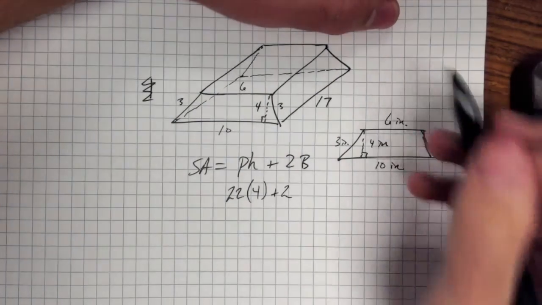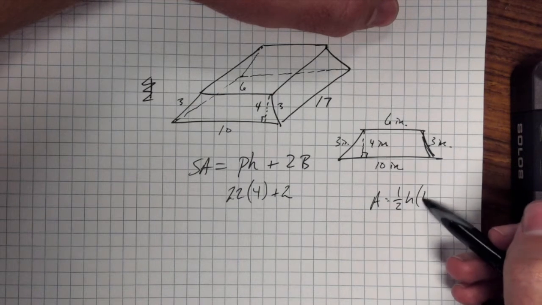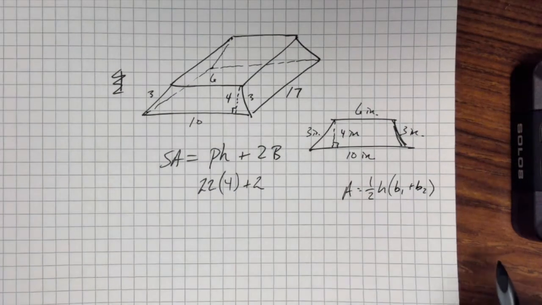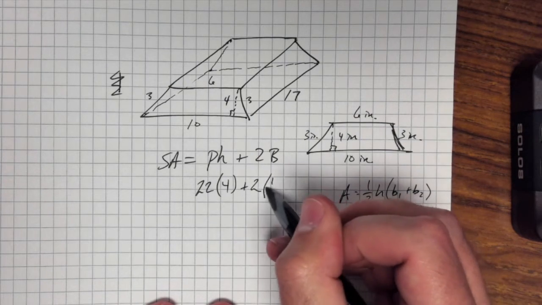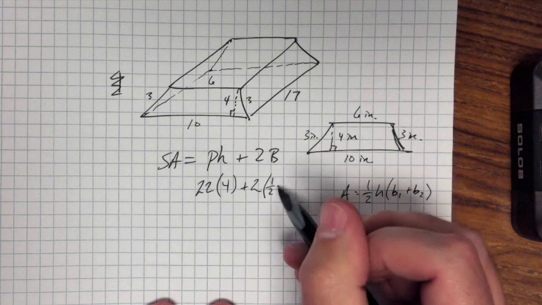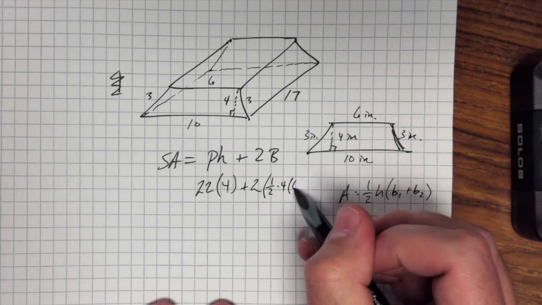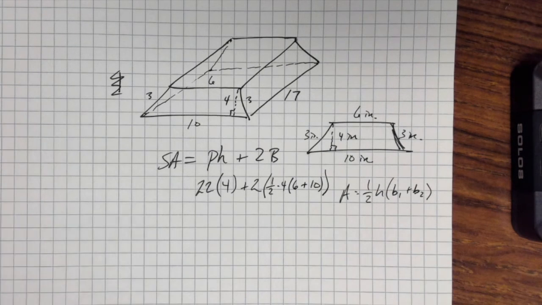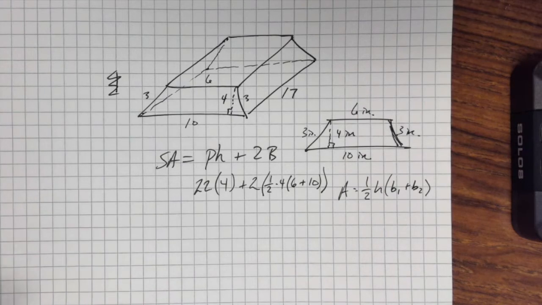Plus 2 times, remember the area formula for a trapezoid: 1/2 times the height times the sum of base 1 plus base 2. So what we're doing here is we're going to say 2 times area of the base. So we have 1/2 times the height, which is 4, times base 1 is 6, plus base 2 is 10. So a lot of stuff going on here, but as long as you keep track of your formula and where all your pieces are, you should be good to go. So let's calculate this real quick.